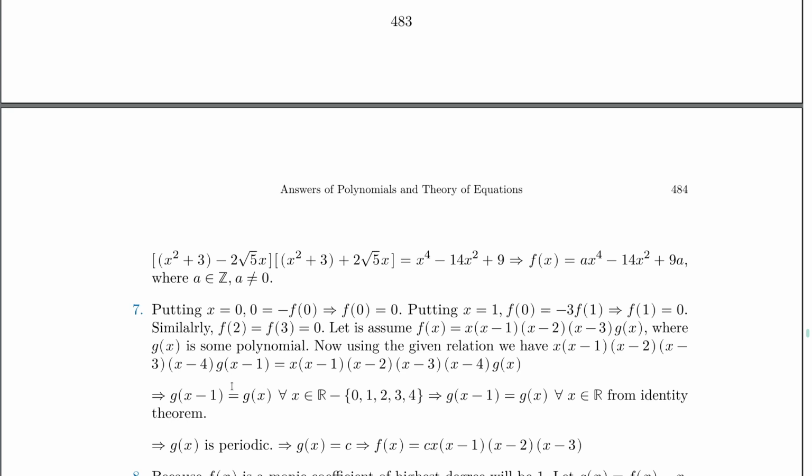So from these two, we find that g(x minus 1) is equal to g(x), where x is in 0, 1, 2, 3, 4. So g(x minus 1) is equal to g(x) for all x in the real number set from the identity theorem. That means g(x) is periodic. That means g(x) is a constant function. So f(x) is c x into (x minus 1) into (x minus 2) into (x minus 3).